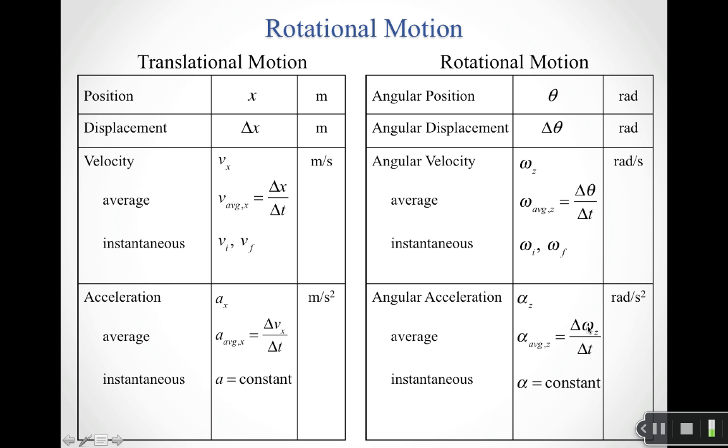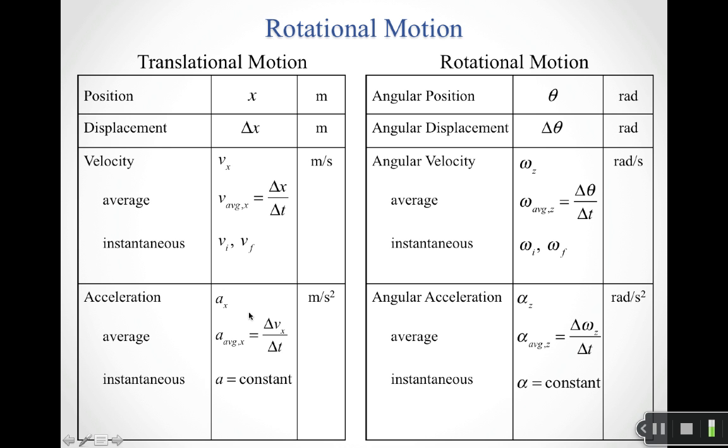The average angular acceleration is nothing more than saying, well, what was the final angular velocity minus the initial angular velocity, and then again, we're going to divide by time. And then for the instantaneous angular acceleration, well, again, we're going to deal with angular accelerations that are constant. Okay?